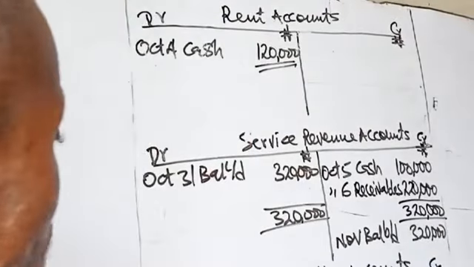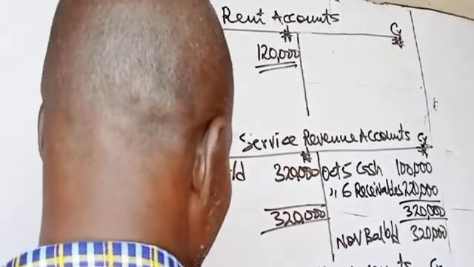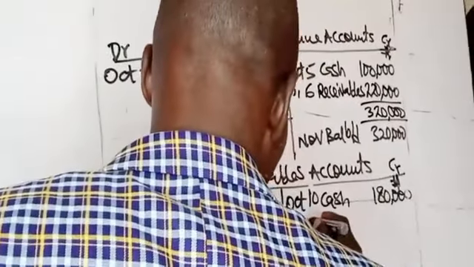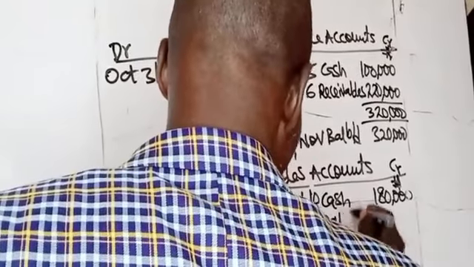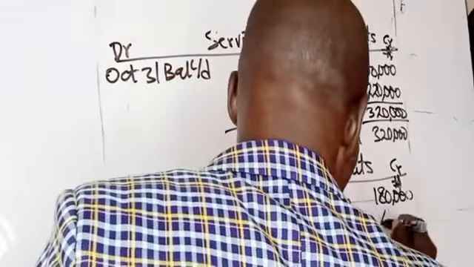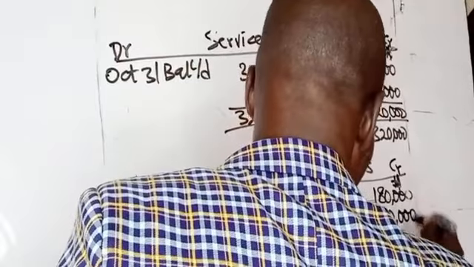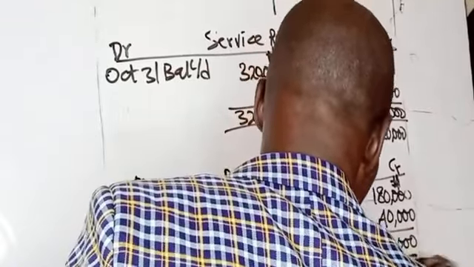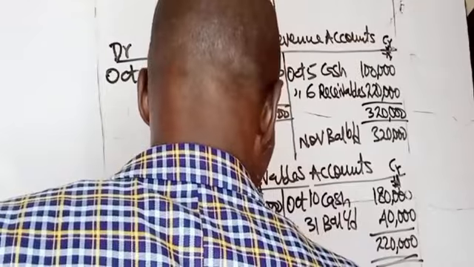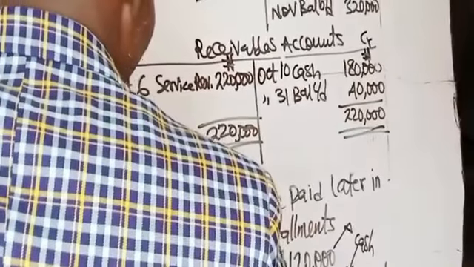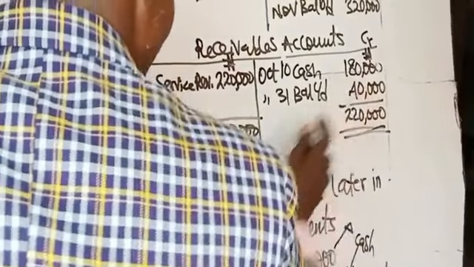After October, we have receivables account. The debit side, we have 220,000 and 180,000 at the credit side. In order to agree the two sides, you have October 31st, balance carried down. The difference between 220,000 and 180,000 is 40,000. So the total is 220,000. After October, we have November 1st, balance brought down, which is 40,000.